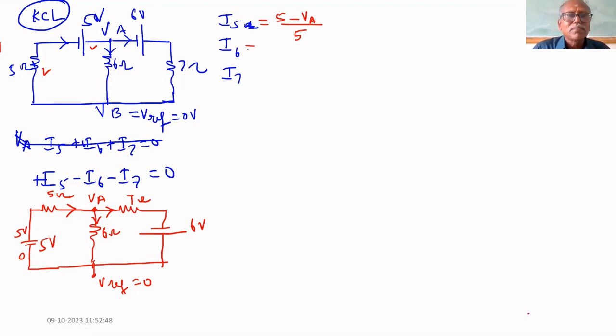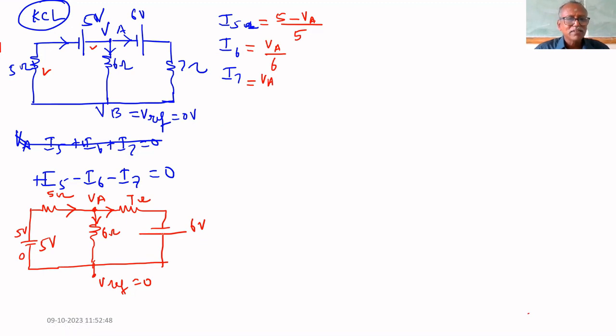I6 equal to what? What is VA equal to? We do not know. That's why VA, other end is 0. VA minus 0, because we are assuming that V reference equal to 0. Therefore, VA divided by 6. What is I7? What is the current direction? VA to reference, so VA is higher. That's why definitely VA minus.